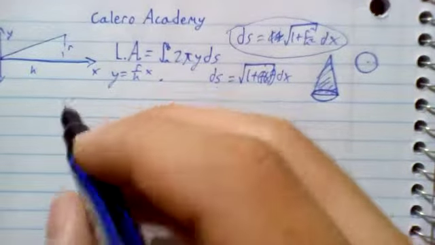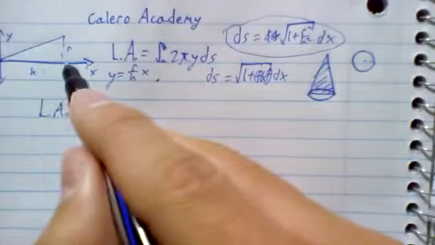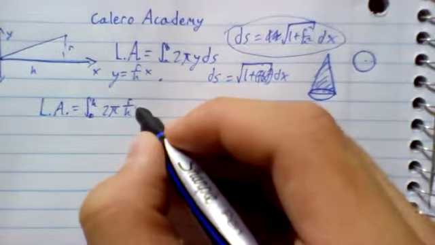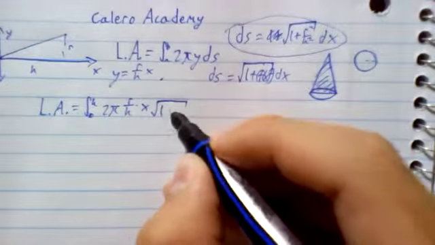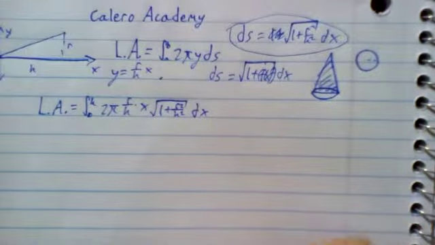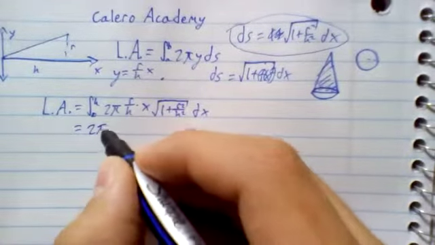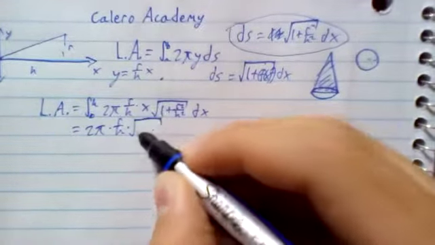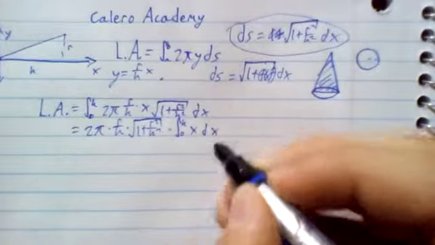So we can now substitute into our formula for the lateral area, and we will get that LA is equal to the integral from 0 to h times 2 pi times r on h times x times ds, which is equal to this, so times the root of 1 plus r squared on h squared dx. And so now all we have to do is just integrate this, and we get that it is equal to 2 pi times r on h times the root of 1 plus r squared on h squared times the integral from 0 to h of x dx, which is quite simple.